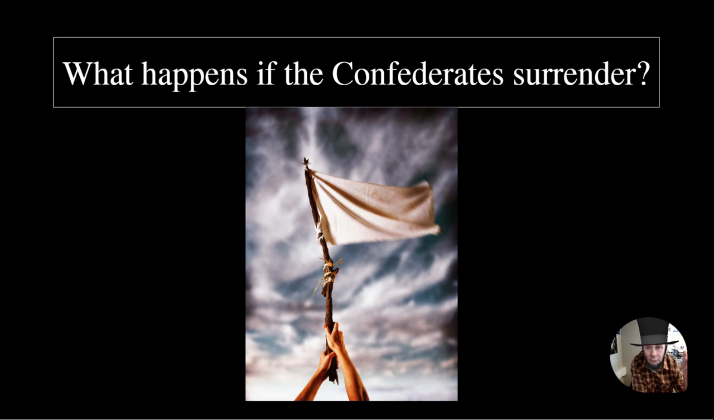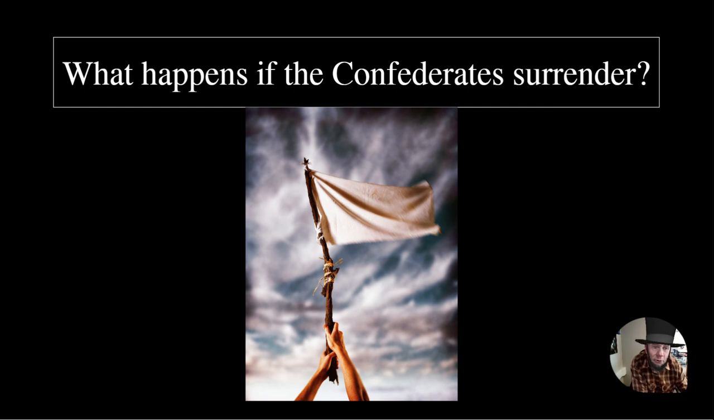You got it? If the Confederates surrender, they're no longer in rebellion. And if they're no longer in rebellion, they get to keep their slaves. This becomes particularly important towards the end of the war, as it looks like Lincoln and the Union armies are going to win. Because the Emancipation Proclamation only freed the slaves in the rebel states. So if the Confederates lose without a constitutional amendment abolishing slavery, then when they come back to the Union, they get to keep their slaves. Let that sink in a little bit.